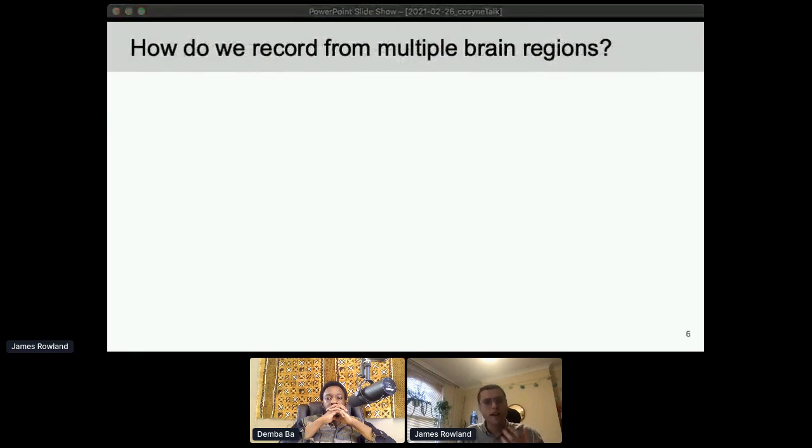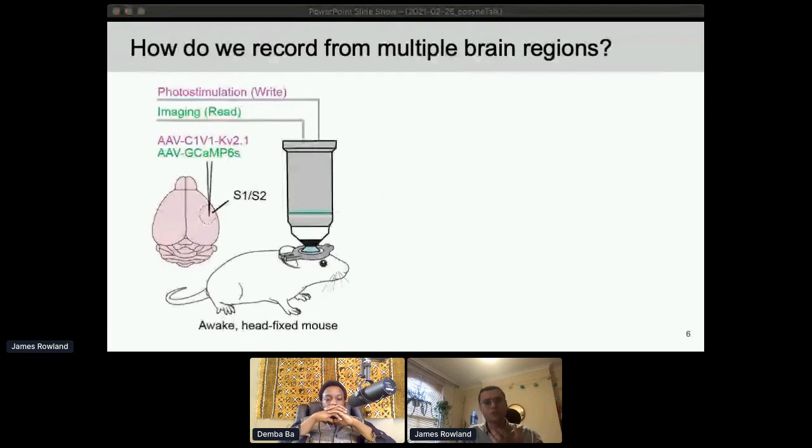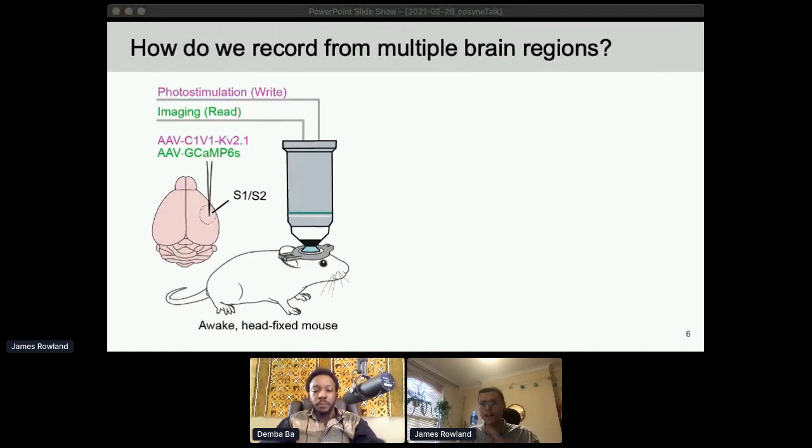So how do we make a prep that enables us to optically read and write neural activity across brain regions? So we do this with a dual viral injection strategy where we inject GCaMP6s, a calcium indicator, and a red-shifted opsin, C1V1, which allows us to perform photostimulation without too much optical crosstalk with our imaging. And we target these viruses to the border of S1, the primary somatosensory cortex, and S2, the secondary somatosensory cortex, which sits upstream of S1 with respect to the flow of activity from the whiskers, while being densely reciprocally connected with S1.